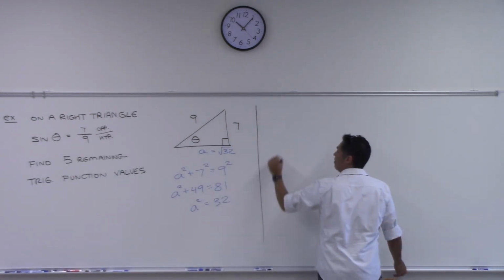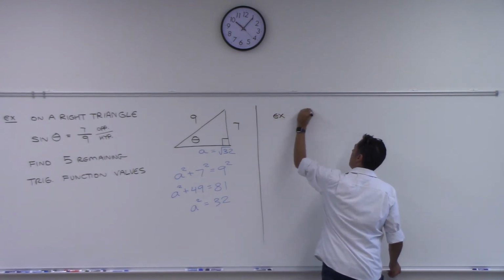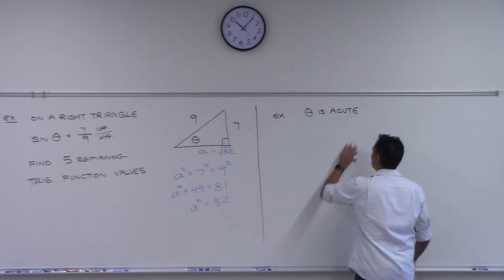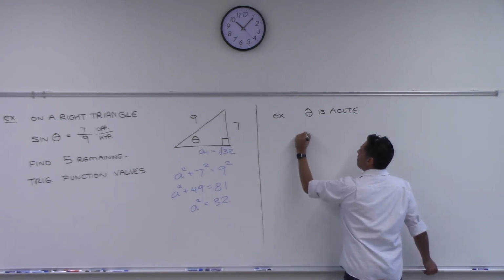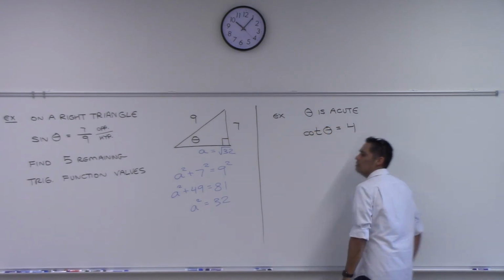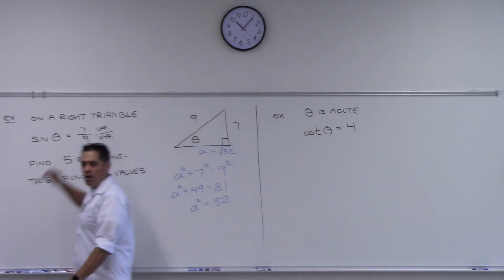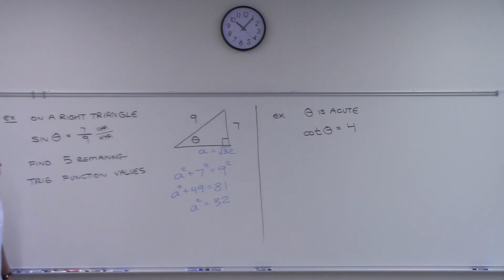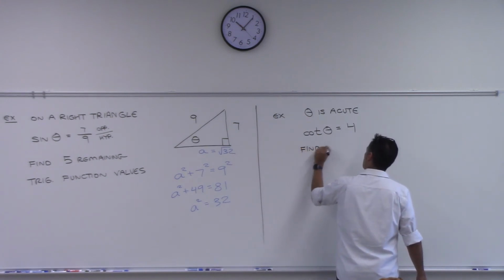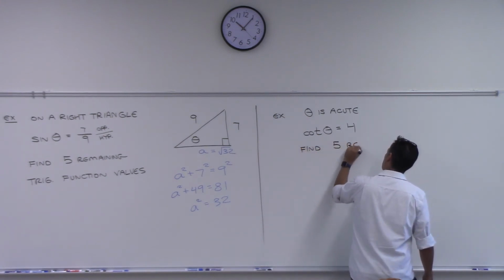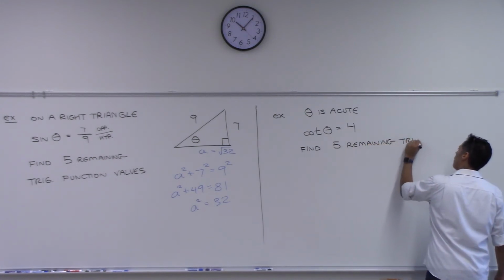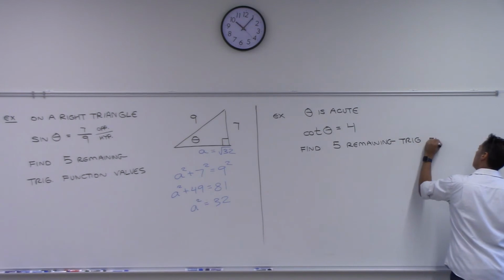What if I tell you that theta is an acute angle? It's so cute. Okay, and then I tell you that cotangent theta is 4. And I ask you to find all the trig functions, all the remaining ones. Find the 5 remaining trig functions. How would you do this?